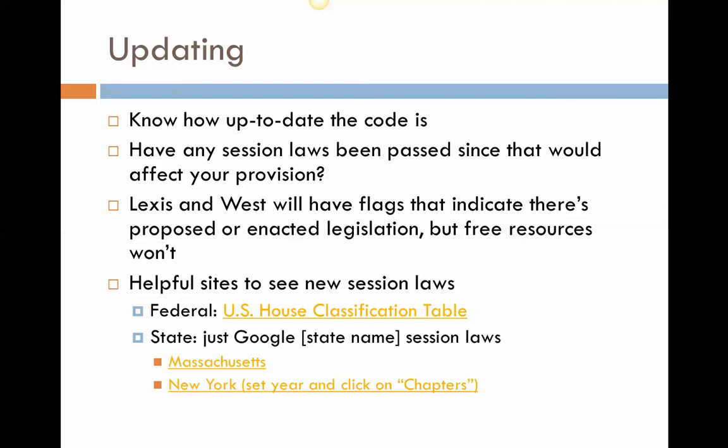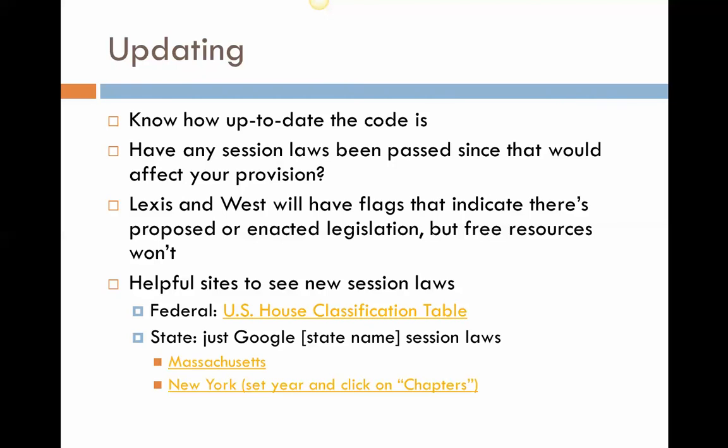You always need to know, if you're working with a statutory code, how up to date it is, in terms of date. Relatedly, you need to know how many session laws that the legislature has passed have actually been incorporated into the code you're working with. Is there legislation out there that the particular version of the code you're working with hasn't incorporated yet?